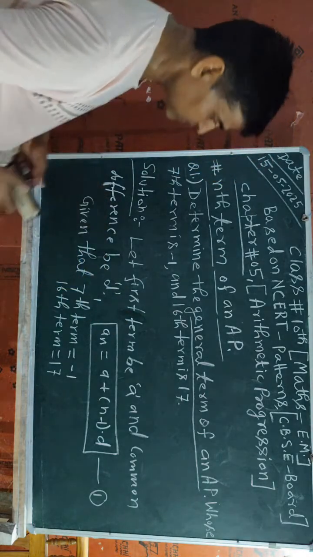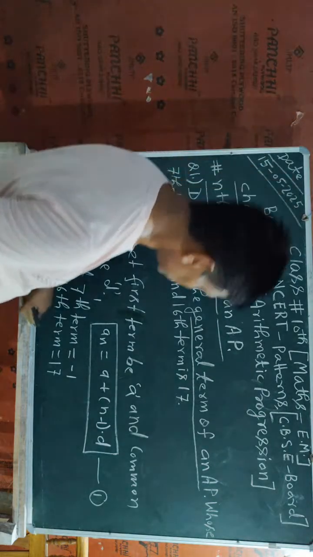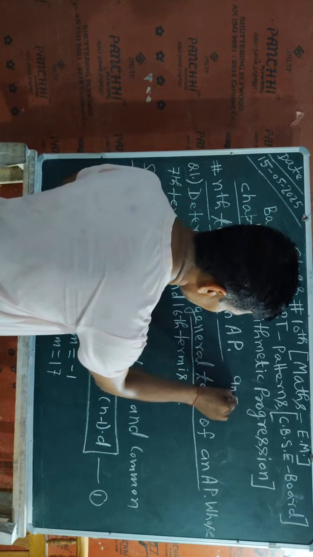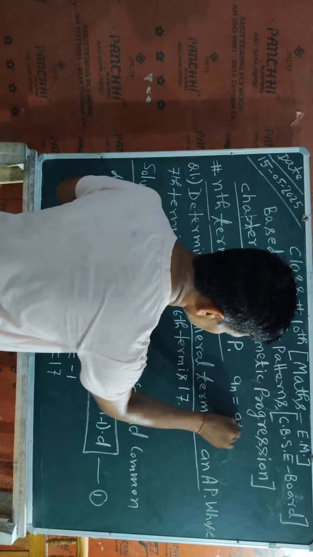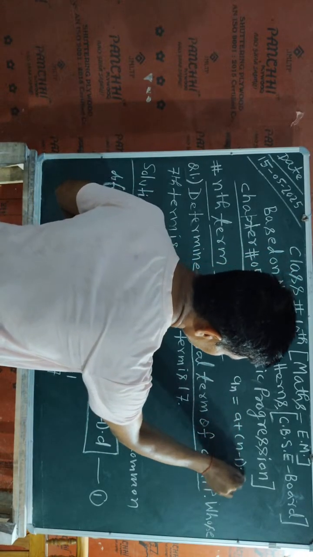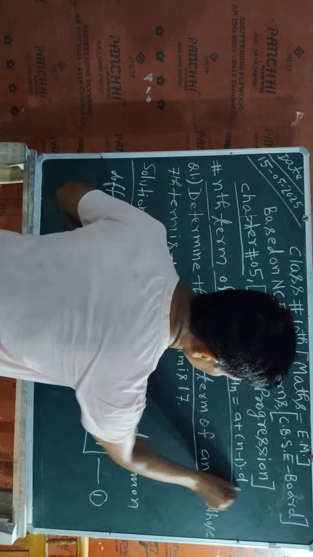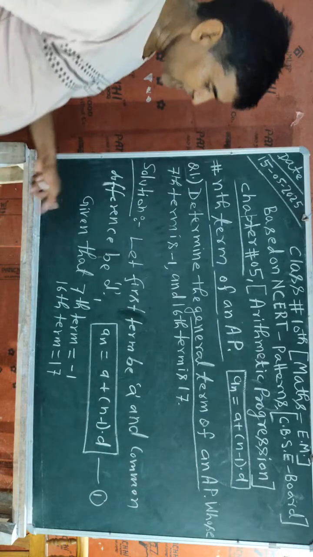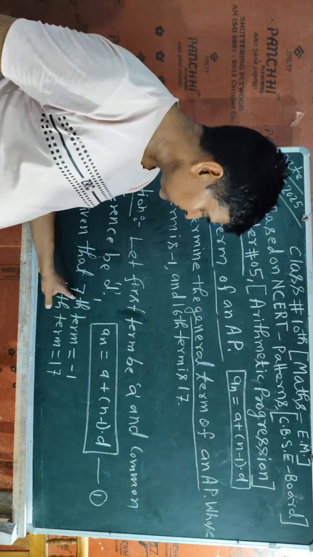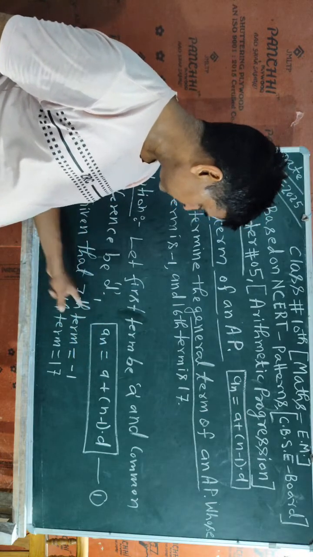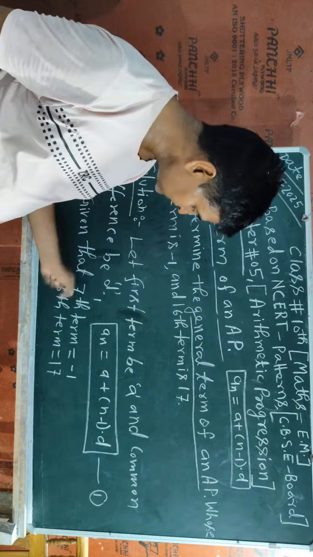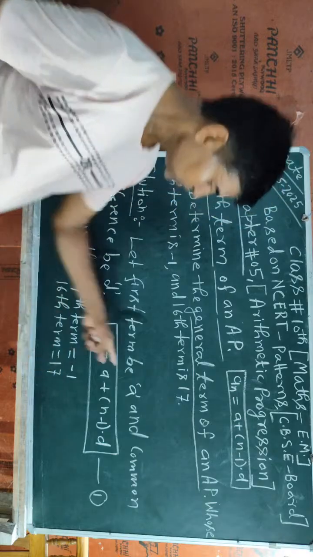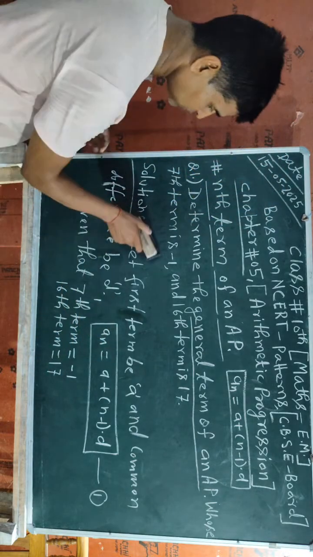Okay, student, now for the above data I am going to use this. After getting the values of A and D, I will substitute here, and after substituting I will find the nth term of that AP series. Okay, student, so that information I have written. Now for the seventh term, in this condition the value of N is 7 and the seventh term will be minus 1. So I am going to use this information in equation number 1.